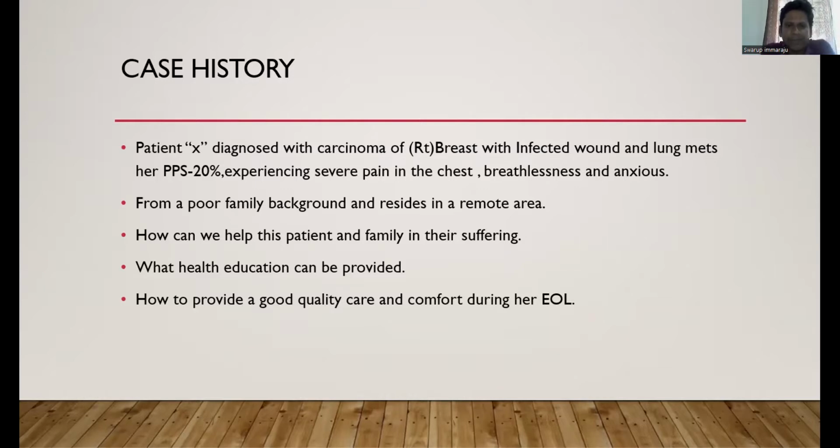Coming back to the family background, the financial and family background: they are from a very poor economy, and they reside in a remote area. Just keep something in mind whenever you treat patients. You have to think about how their financial status is. You have to think about how the house looks.